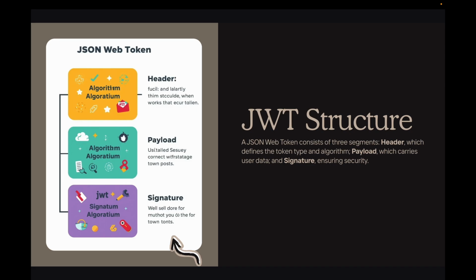A JWT has three parts. The header describes how the token is signed. The payload contains the claims, like user data. The signature ensures that the token hasn't been modified. If even one character changes, the signature breaks.